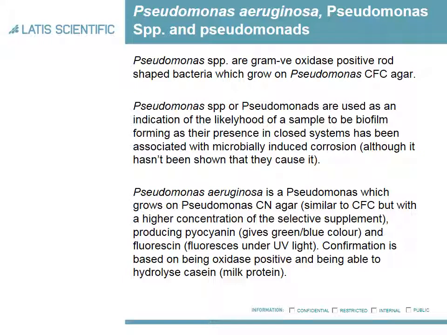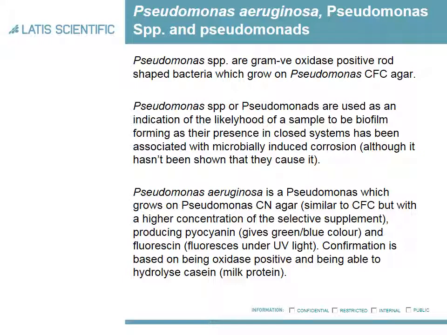Pseudomonas aeruginosa is a separate Pseudomonas. We use a different agar to isolate it, so Pseudomonas CN agar, which is similar to the Pseudomonas CFC agar you'd use for Pseudomonads, but it's got a higher concentration of selective supplements. You can also use the IDEXX Pseudalert method for it. We have accreditation for both.